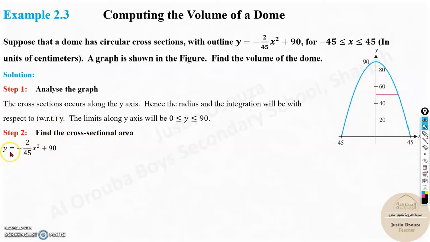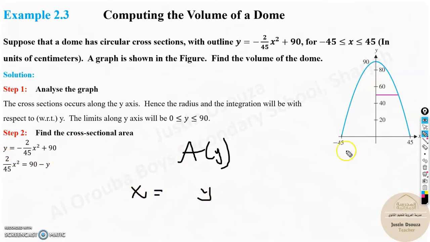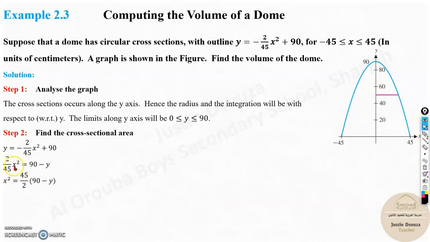To find the cross-sectional area, y is equal to minus 2 by 45 x square plus 90 is given, but this is not the thing. You need to rearrange. Take x to one side and y to the other side. Why? Because with respect to y, we will solve A of y. That means x is equal to an expression in terms of y. So take everything to the other side and simplify. We are just doing basic algebraic calculations. Over here, 90 minus y, this to the other side. Take the 45 and 2 to the other side and take the square root of this. That's it. Very simple.